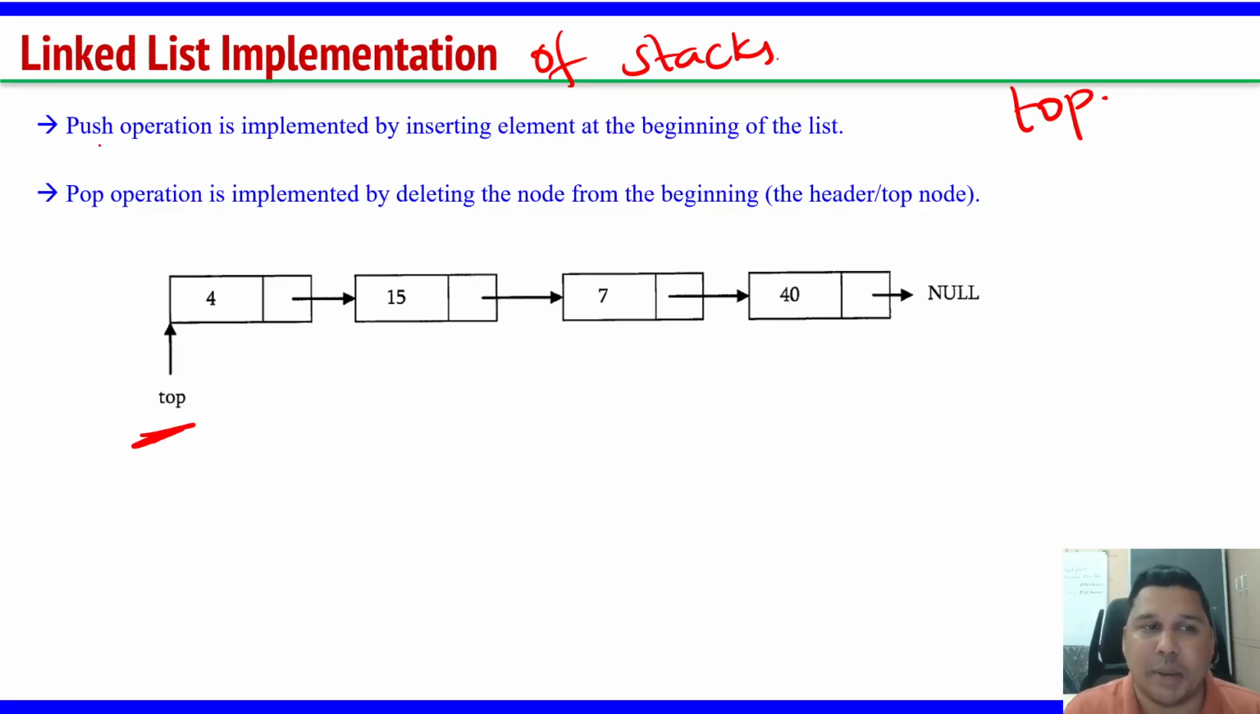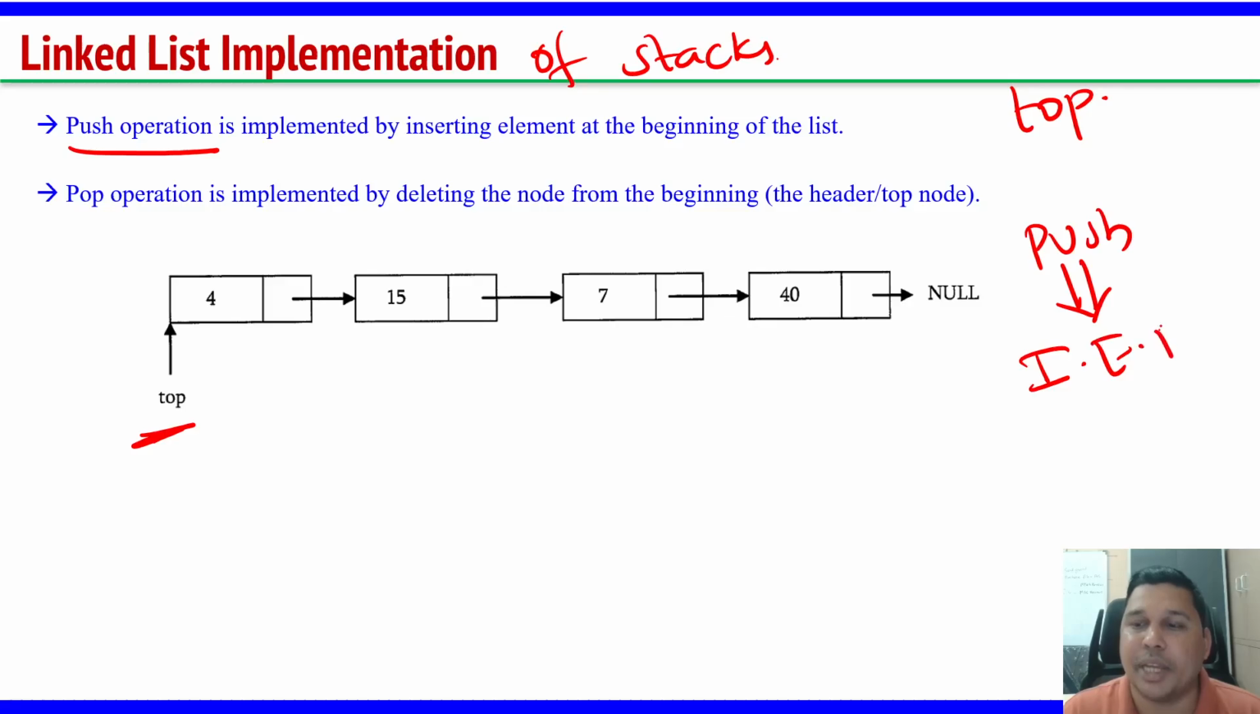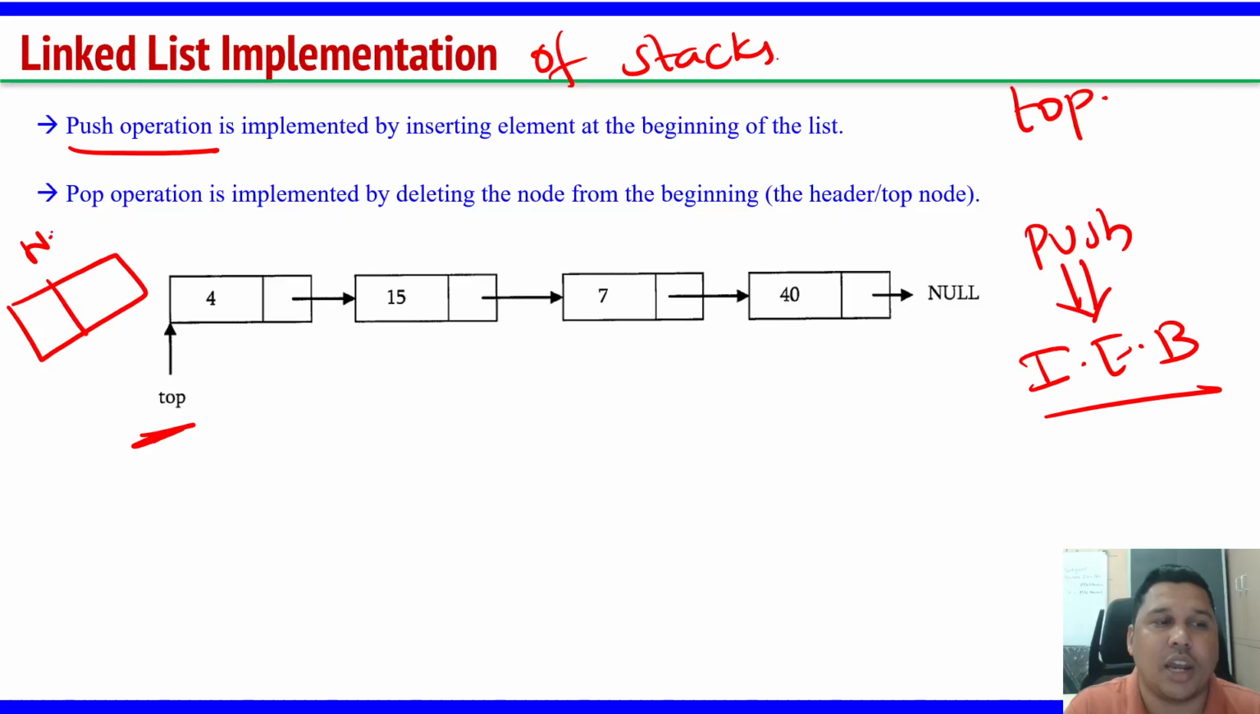Suppose I want to insert a new element. I want to perform the push operation. This is equal to inserting an element at the beginning. So how to do it? First create a node structure. Let us call it new node. Then put the element 5 and some empty next part like this. Assuming that you already know how we do the linked list, we have already seen about this linked list insertion at the beginning. So you have to create a node like this, insert a value 5, put the next part as null.